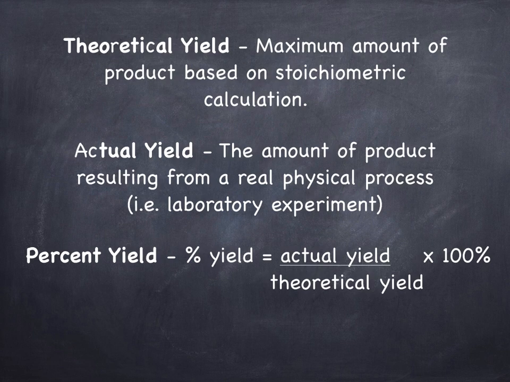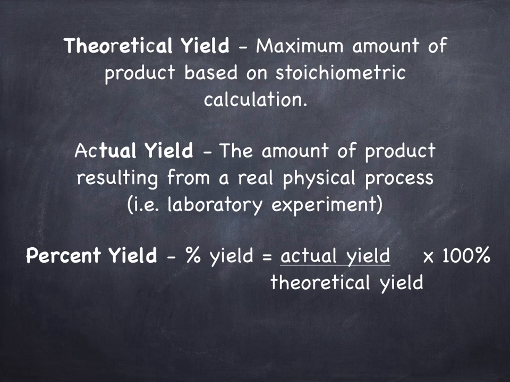So we have 3 concepts here, right? One's the theoretical yield, and that's the maximum amount of product based on a stoichiometric calculation. That's the answer you get from your game board. Theoretical yield has to be calculated. Your actual yield. Your actual yield is how many cookies did you make?